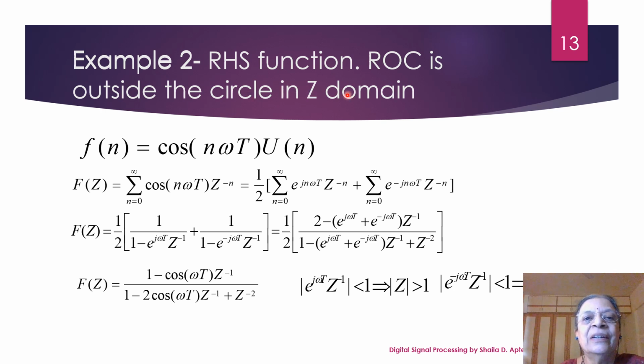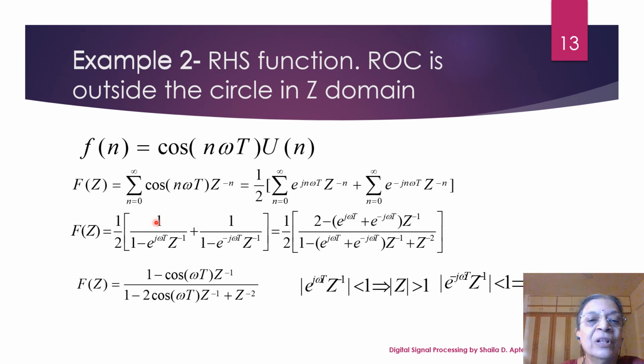Now consider a right-handed sequence. Let us say f(n) is equal to cos of n omega t times u(n). u(n) indicates that it exists between 0 and infinity. Now we can write F(z) as the summation with n varying from 0 to infinity of cos n omega t z raised to minus n, as per the formula. So what is cos n omega t? It is 1 half times e raised to n j omega t plus e raised to minus n j omega t. I am replacing cos with the corresponding value and I get this term.